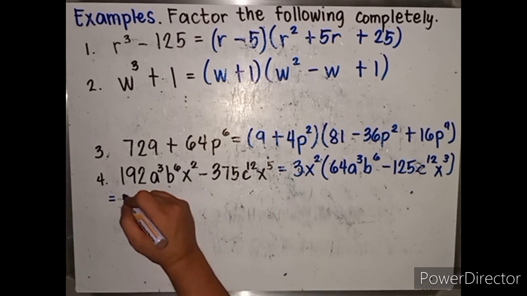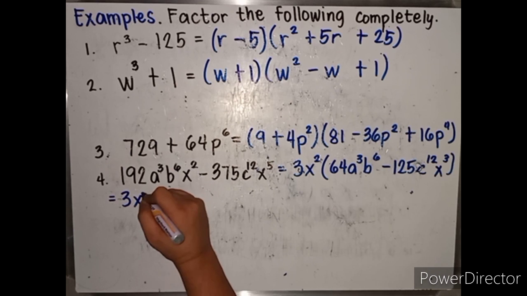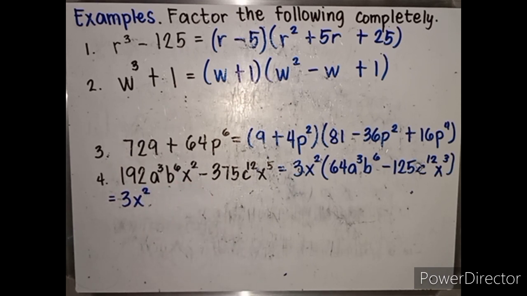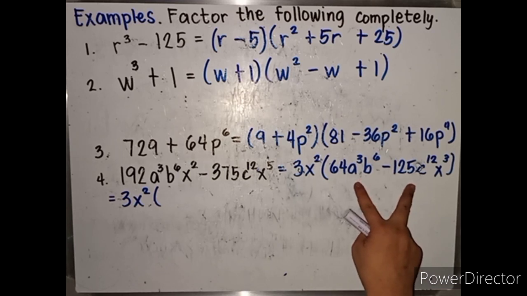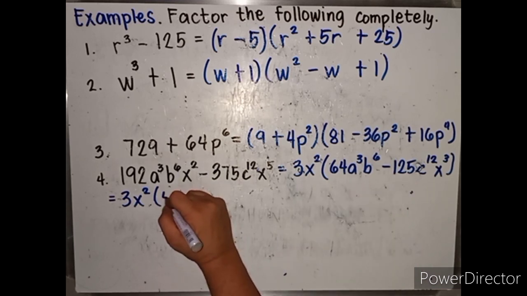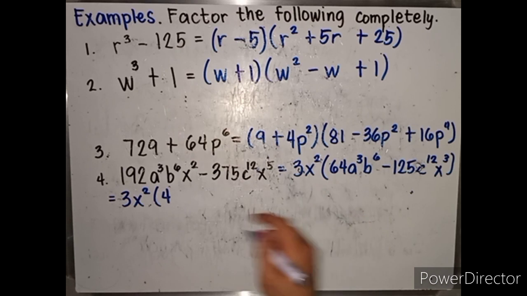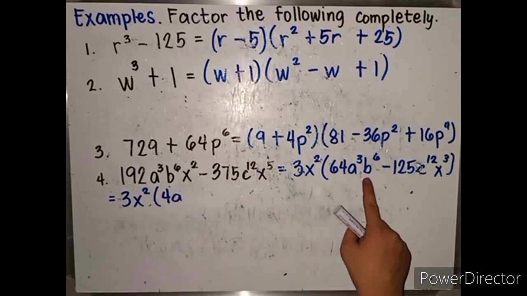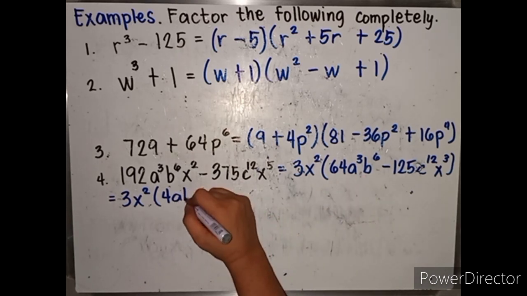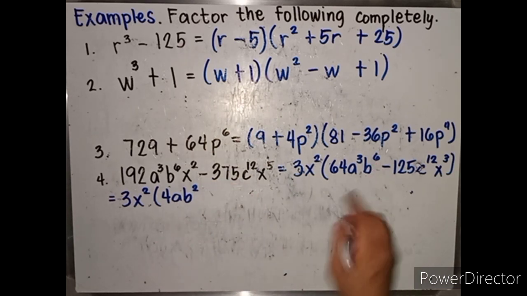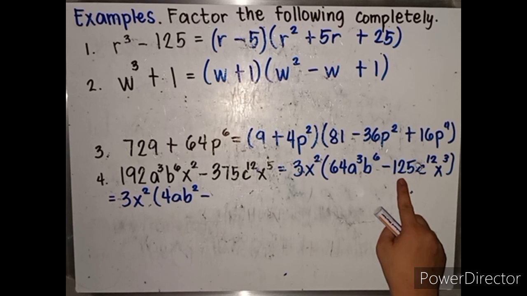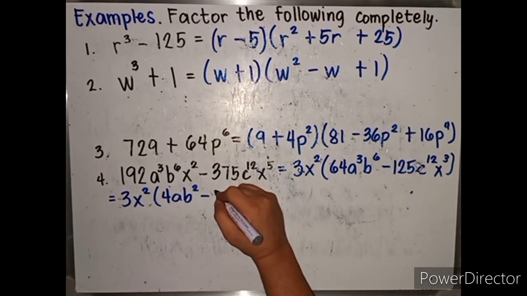Okay, let's copy our greatest common monomial factor na 3x squared. Okay, let's now get the cube root of these two terms. Cube root of 64 is 4. Cube root of a cube is a. Cube root of b to the 6, so that will be b squared. Again, i-divide lang yung exponent sa 3. Okay, minus cube root of 125 is 5.